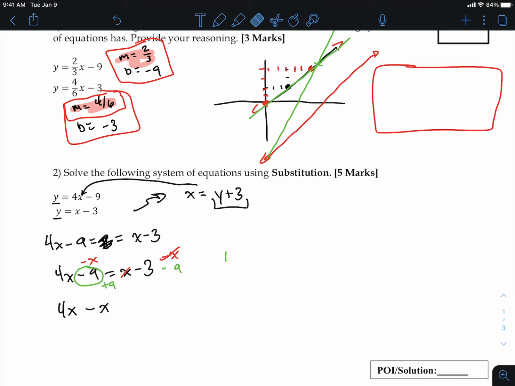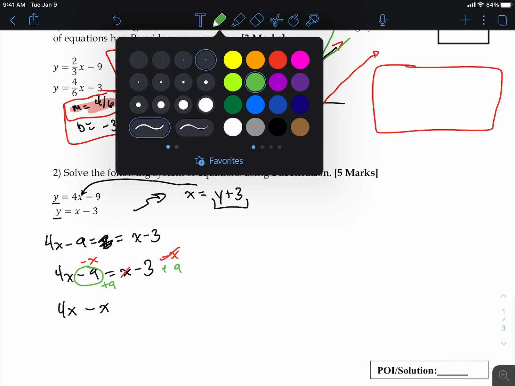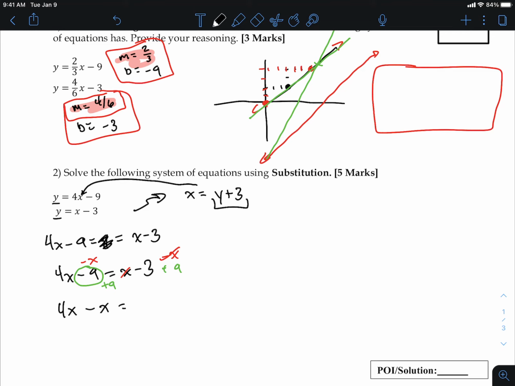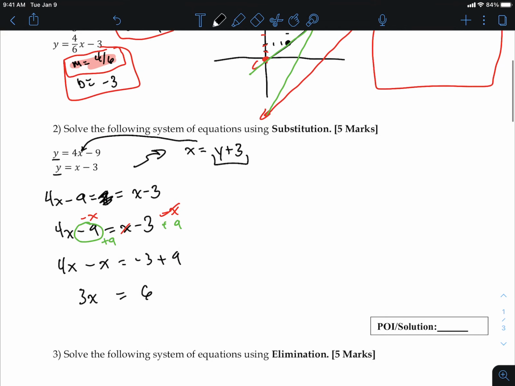You've got to add 9 to both sides. Okay, so down here you're going to get negative 3 plus 9. And then you get 3x is equal to 6. x is equal to 2. Okay. Once you have that, you have half the question.